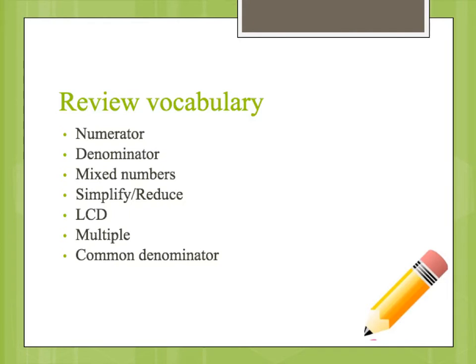LCD. Take a minute and see if you can think about what those letters stand for. LCD. Oh, it means lowest common denominator. So the lowest common denominator is a common denominator that you can think of to get two unlike fractions on the same page. And we'll talk about that a little bit later. A multiple. So a multiple is a number that can be divided by another number without a remainder, so it goes in equally. And then a common denominator is a shared multiple of the denominators of several fractions.